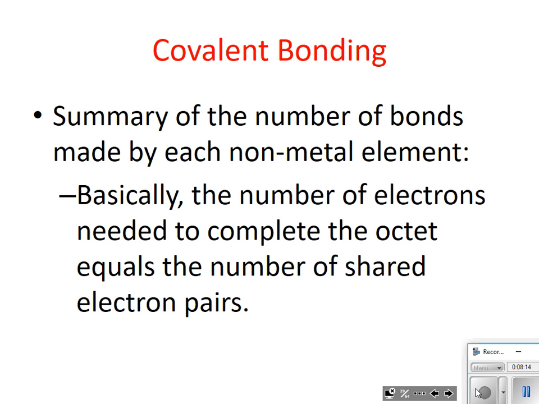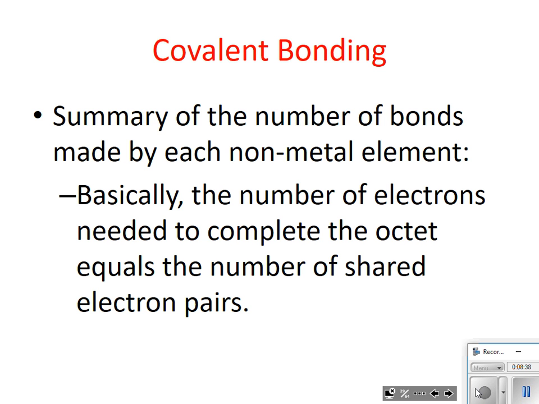Let's look at iodine, way down in the halogens. What do you think it would like to do? Single, double, or triple bond? Single bond, because it has 1 electron that is needed. So that's a generalization that can be done.